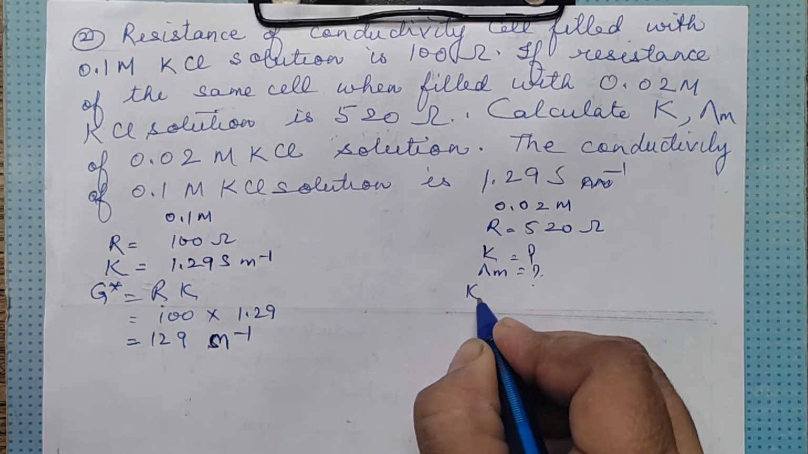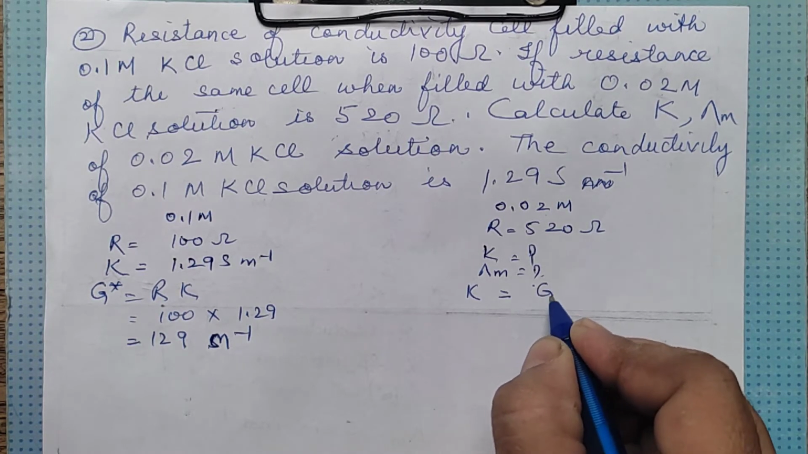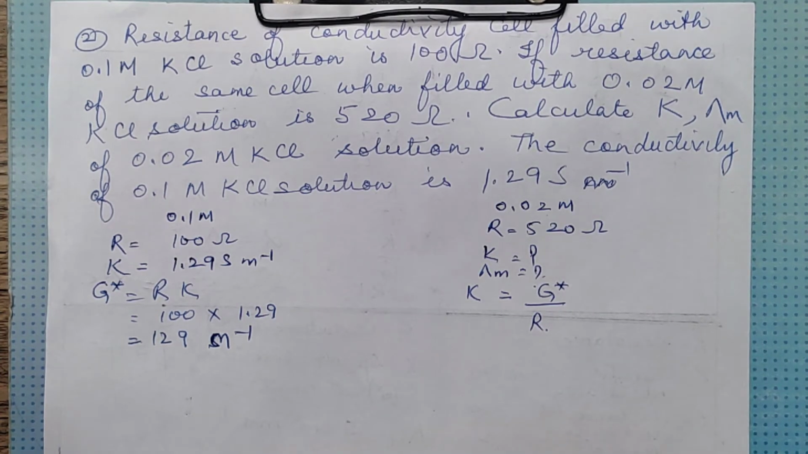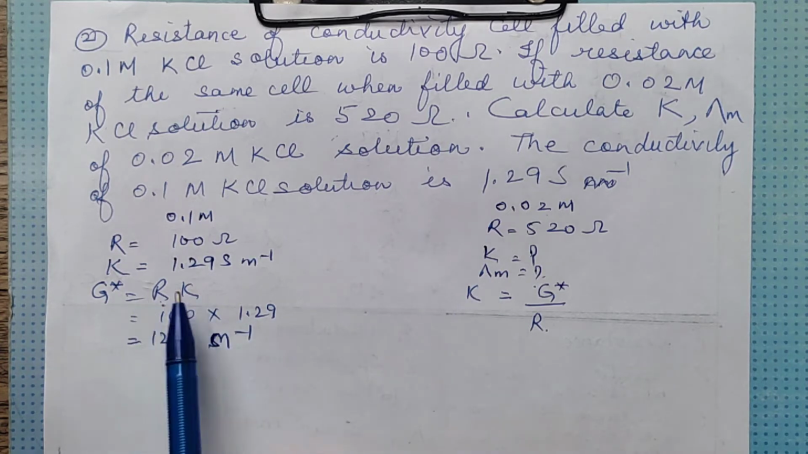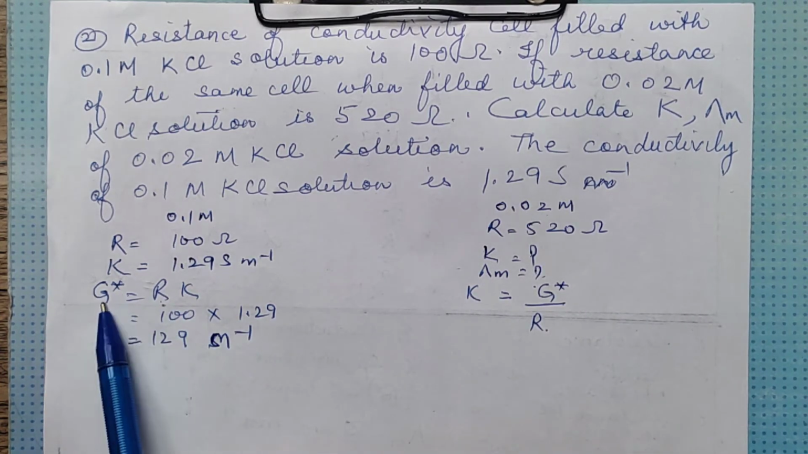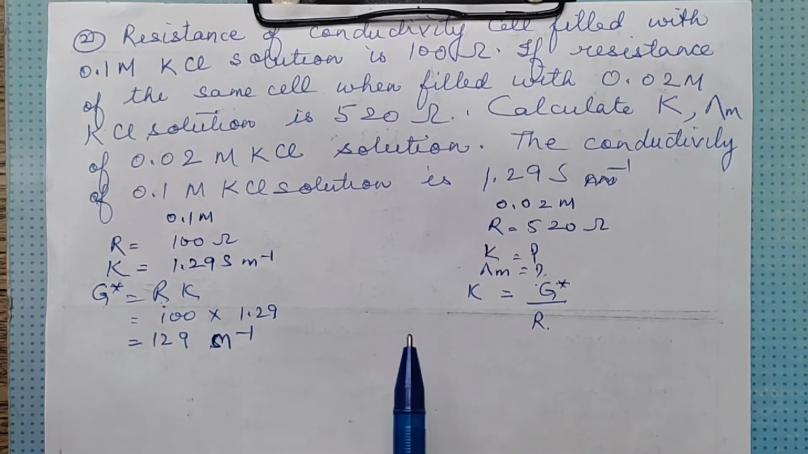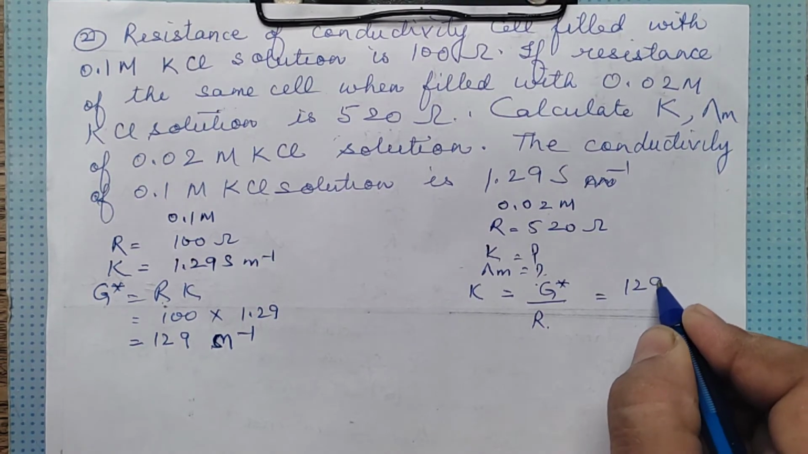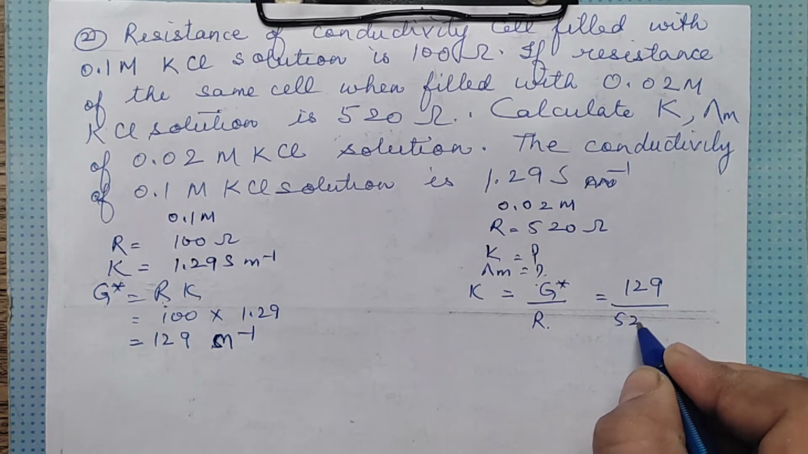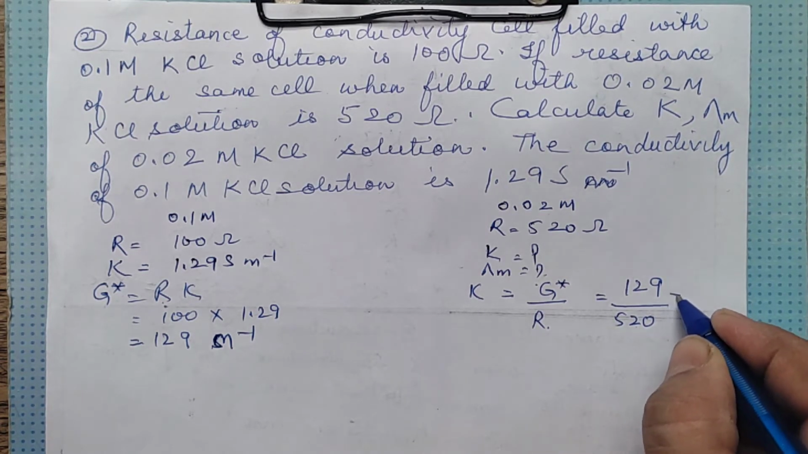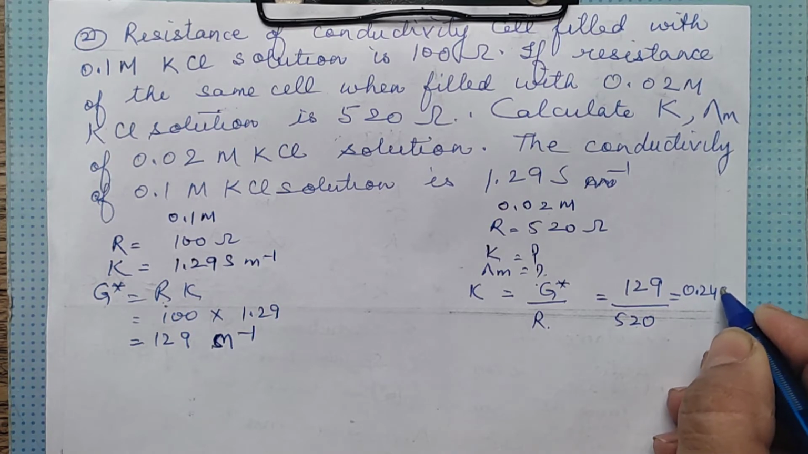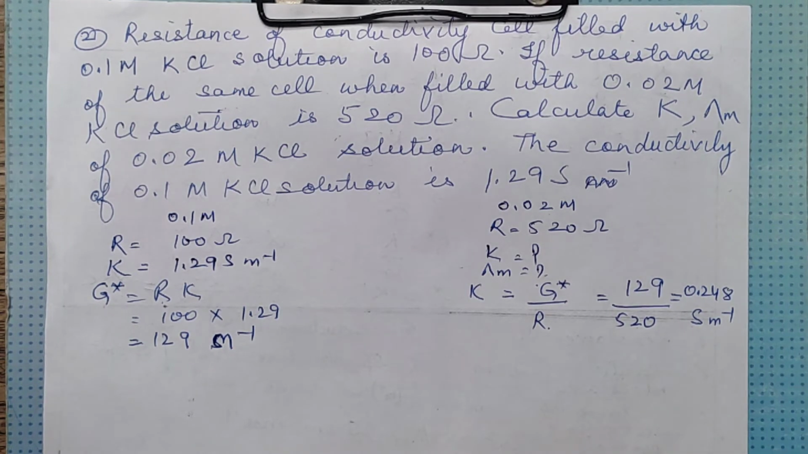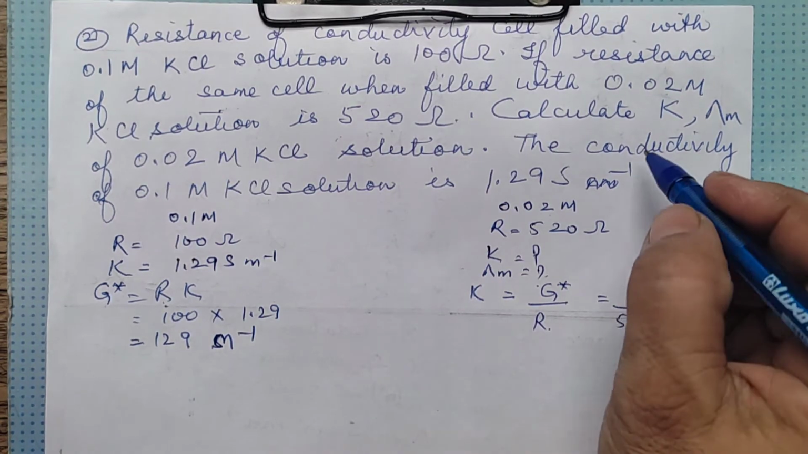What is the formula? Kappa we are asked to calculate. Kappa is equal to cell constant divided by the resistance. That was equal to R kappa, as we said. So I use the same formula, but now for the second cell. You calculate the cell constant from the first cell and use the same value for the second one to calculate kappa. The cell constant we just calculated is 129, and the resistance is given as 520. Now you solve it. It comes out to be 0.248 Siemens per meter. We are still using meter only. This part is done.